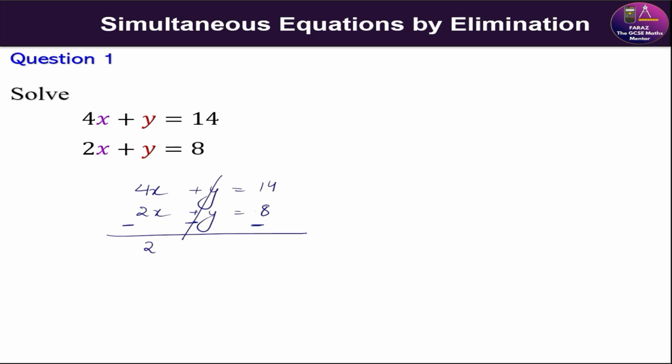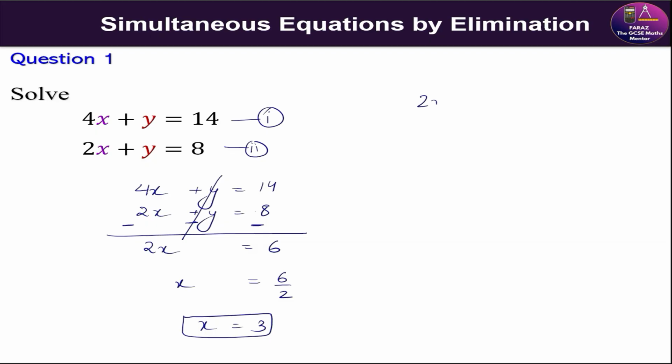4x minus 2x would be 2x, and 14 minus 8, that is 6. Now dividing by 2 on both sides, it will give you 6 over 2, which means x equals 3. And that is the cost of a burger. To find the value of y, we can use any equation. Like this one is equation 1 and that is equation 2. So you can use any equation to calculate the value of y.